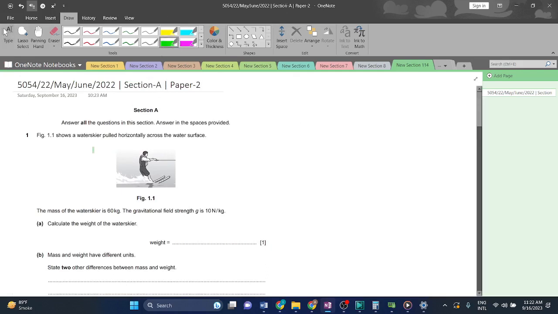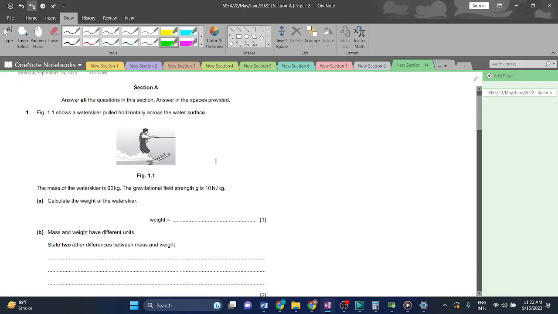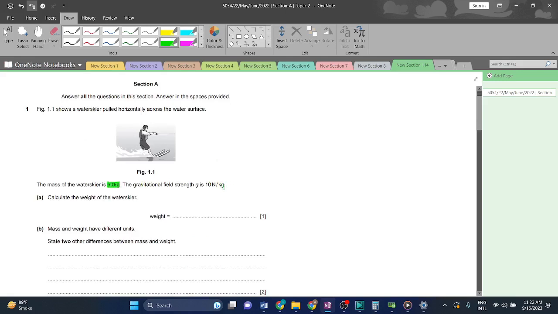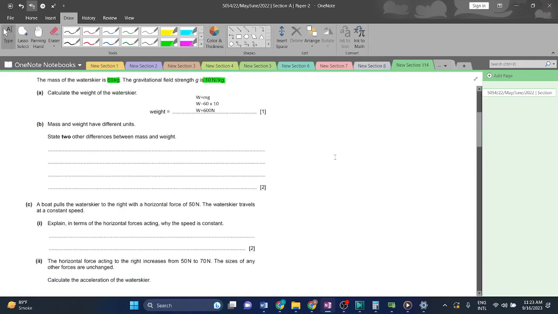Question 1. Figure 1.1 shows a water skier pulled horizontally across the water surface. The mass of the water skier is 60 kilograms. The gravitational field strength g is 10 newtons per kilogram. Calculate the weight of the water skier. The weight will be calculated using the formula W = mg, that is, W equals mass times gravitational field strength. To find W, m is 60 and g is 10. So W will be equal to 600 newtons.